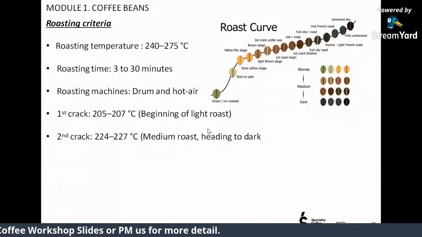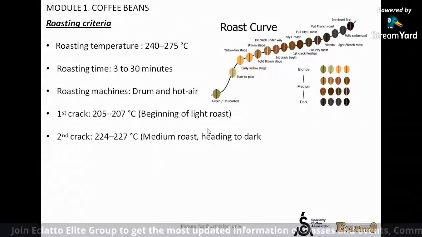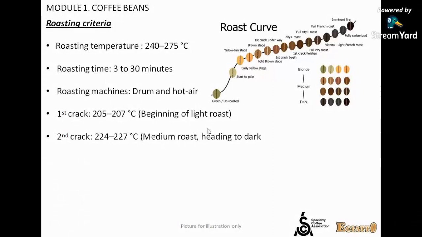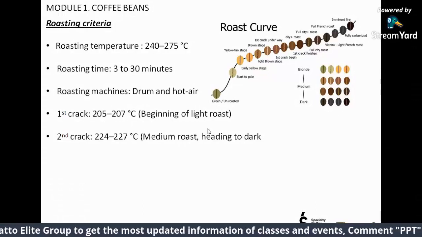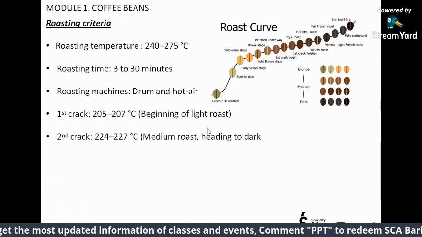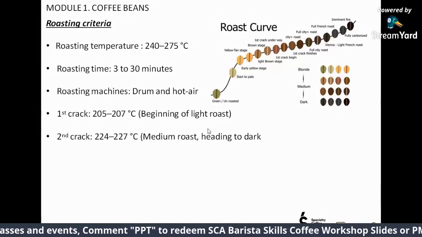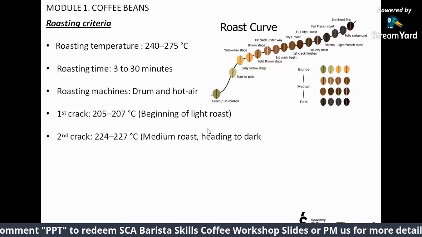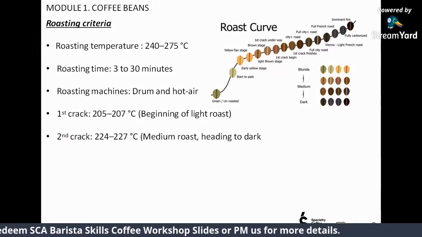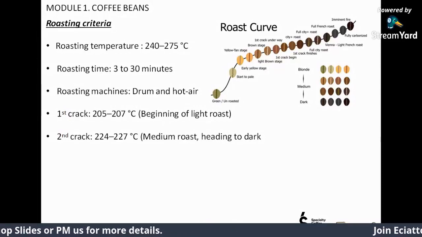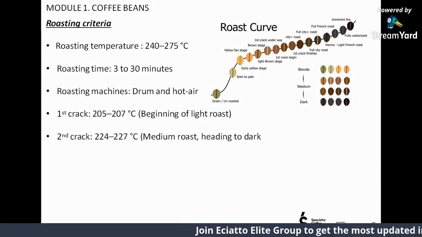For example, person A roasts his coffee beans at 275 Celsius. Roasting time is 3 minutes to 30 minutes, depending. The roasting machines you can normally use in the market are drum and hot air. Drum is the one that rolls, and hot air is like an air blower. So first crack and second crack. First crack is the beginning of light roast till medium. When you go into medium, there will be second cracks, then heading to dark. And of course, if you don't stop it in time, you are going to have very dark, oily, charcoal beans.